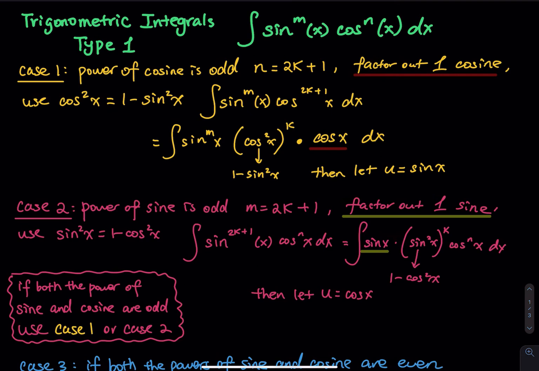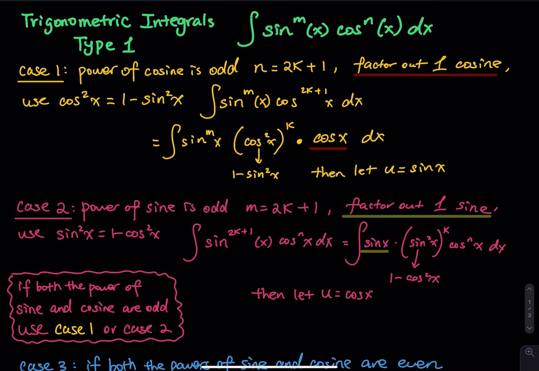The problem is usually like this. They give you sine raised to a big power times cosine raised to an odd power dx. First things first, look at the second line of the integral. You have to factor out a cosine first. I already underlined that in red for you. And then for the rest, you have cosine squared in parentheses raised to the k.